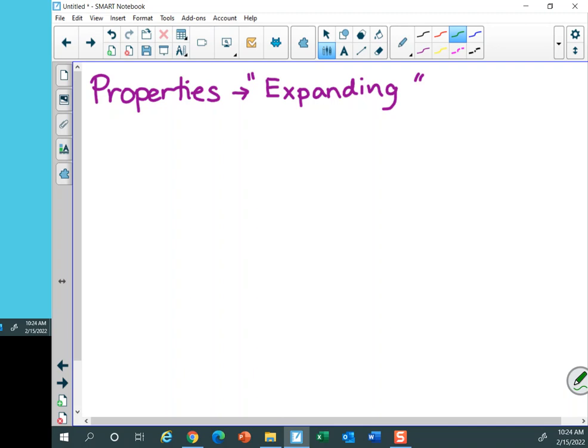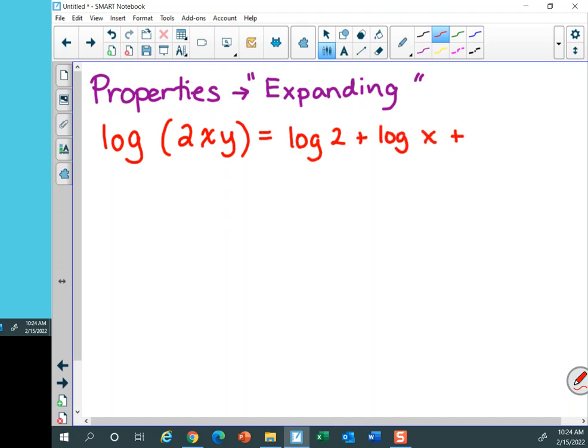Okay, so what do I mean with the expanding ones? Well, there's that property that says, hey, if I have the log of a product, and it doesn't even matter how many pieces the product has, how many factors, the log of a product you can rewrite as a sum of a whole bunch of logs. You guys remember that? A little bit from pre-calc, you're like, yeah, maybe, no.